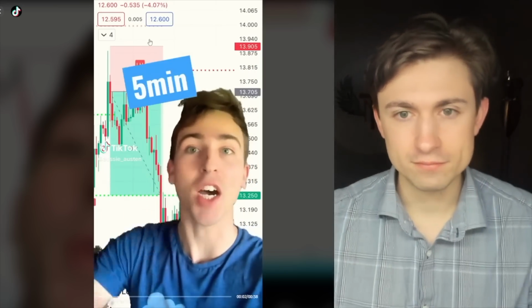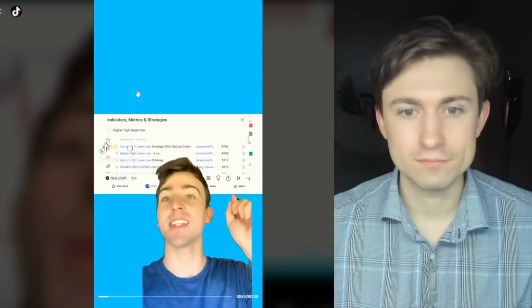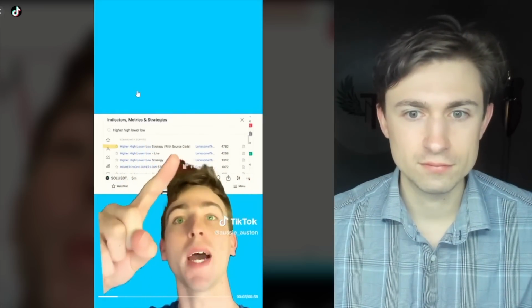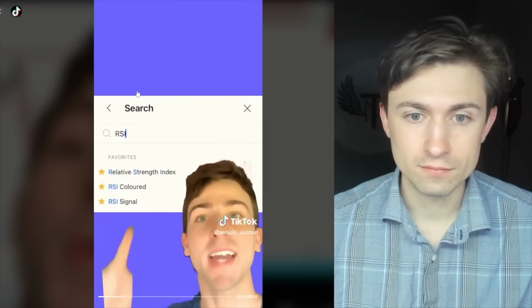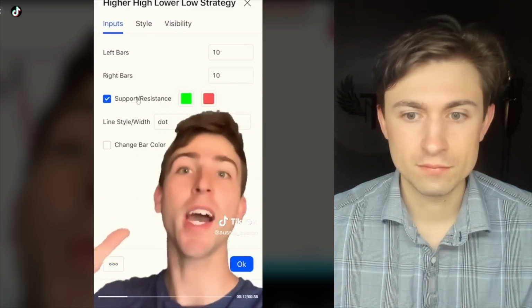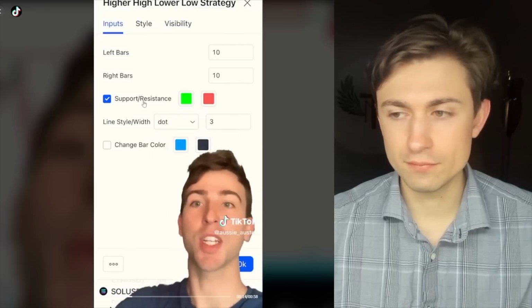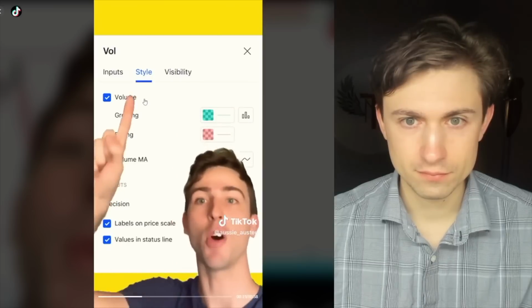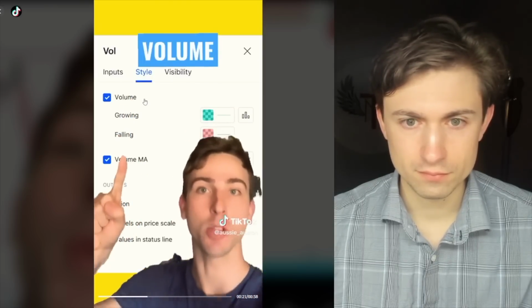Your voice is broke. Make money on the 5-minute chart using this strategy. In the indicators, type in higher high, lower low, and select higher high, lower low strategy by Lonesome the Blue. And then we also want to add RSI. Then go to settings for the higher high, lower low indicator and change left and right bars to 10 and turn off change bar color. We also want to add volume, and in the settings, we select volume moving average.